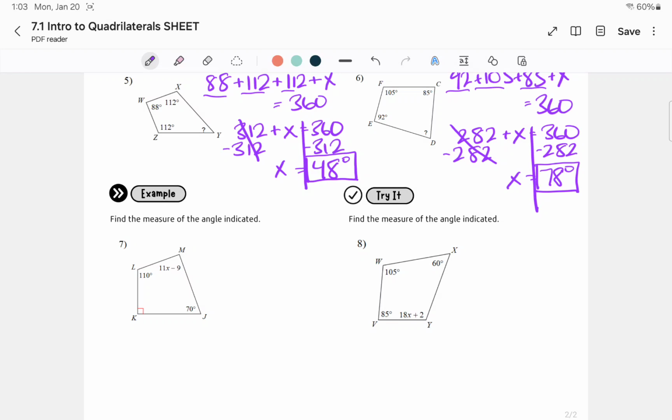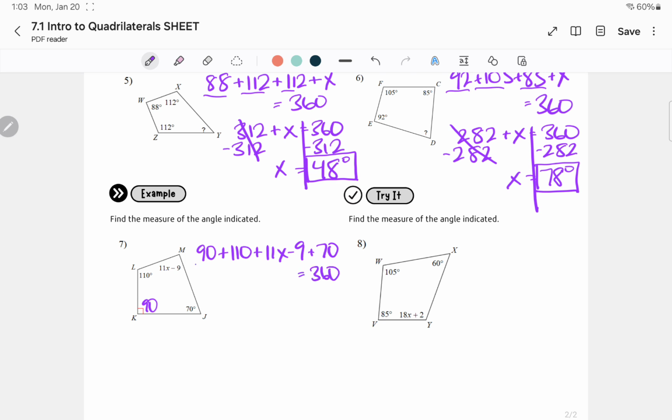So now with number 7, same concept. Now this time I do see a little red square here that's indicating a right angle. So make sure you write in 90 degrees whenever you see that marking. So it's a quadrilateral. It still adds up to 360. So our equation is going to be 90 plus 110 plus, and this expression here, 11x minus 9 plus 70 is all equal to 360.